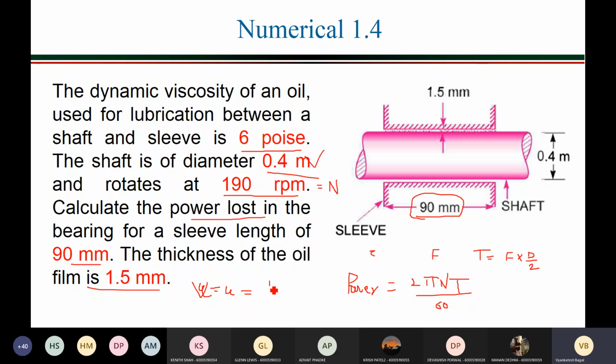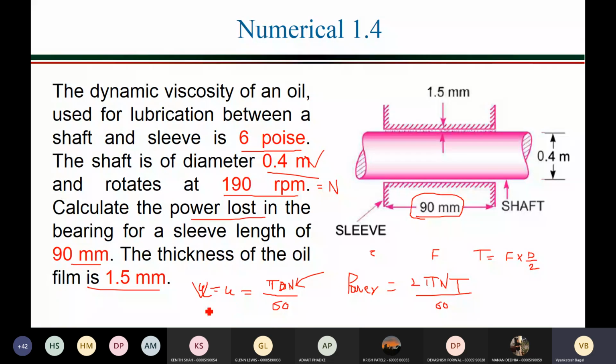So u will be equal to, you might have used this formula previously, pi d n divided by 60, where d is the diameter of the shaft. This will give you the tangential velocity of the shaft, v or u, whatever notation you are using. So simply pi d n by 60, because RPM is given as n. Remember, this should be in revolutions per minute because 60 is there in the denominator.